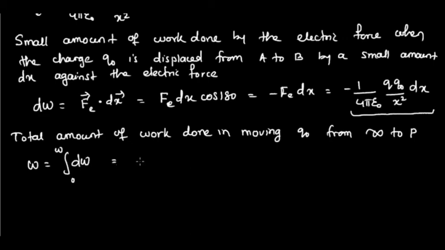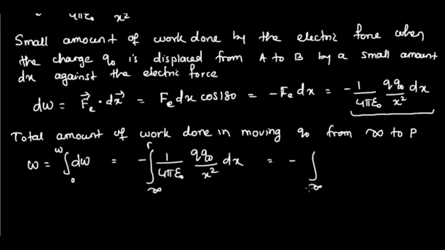And what is dW? dW is minus 1 by 4 pi epsilon naught q naught by x square into dx, and the limit will be infinity to r, because initially the test charge q naught was at infinite distance from the point charge q, and finally it will be taken to the point P, which is at a distance r from the point charge q. So the limit of the distance will be infinity to r. So that will be equal to minus integration infinity to r.